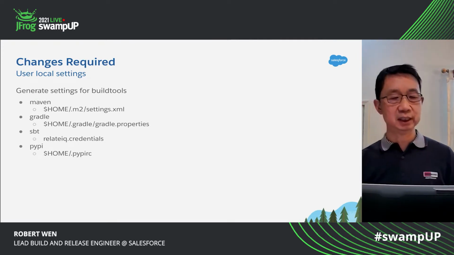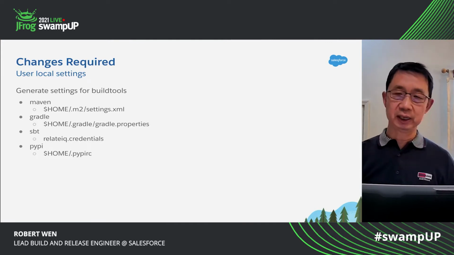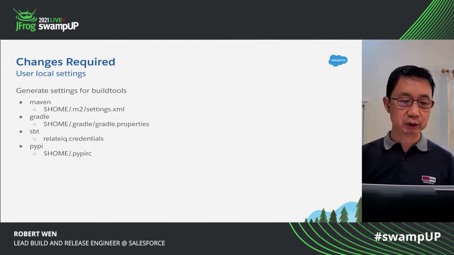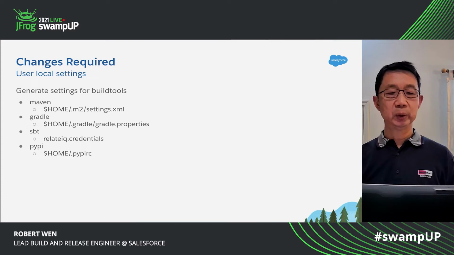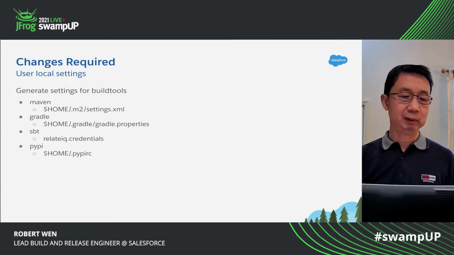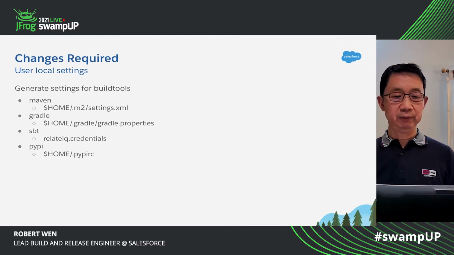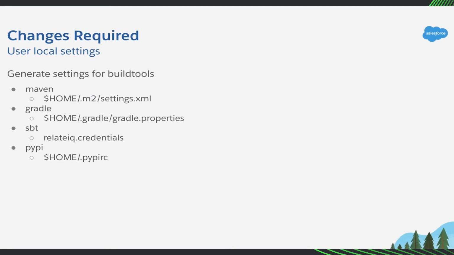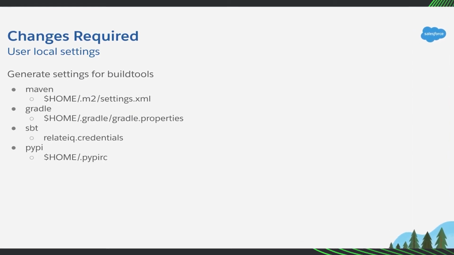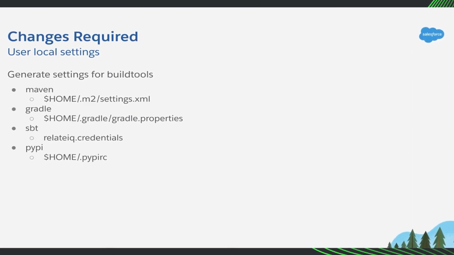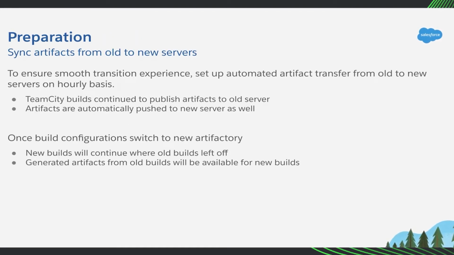Once the API key is generated, it's generated against the new Artifactory server. All the local settings, laptop or desktop, for Maven, Gradle, SBT, or Python, all need to be updated accordingly.